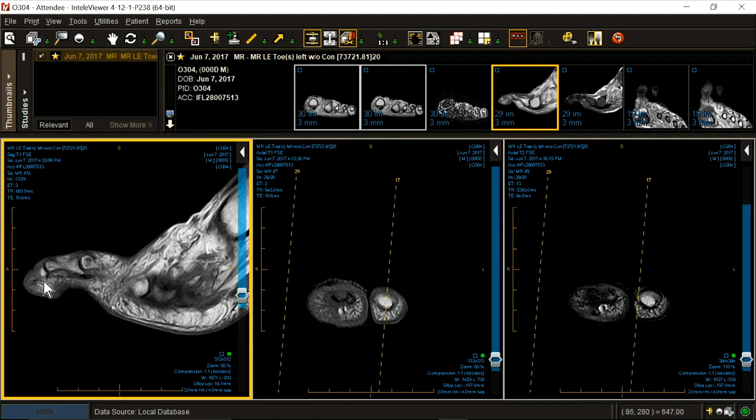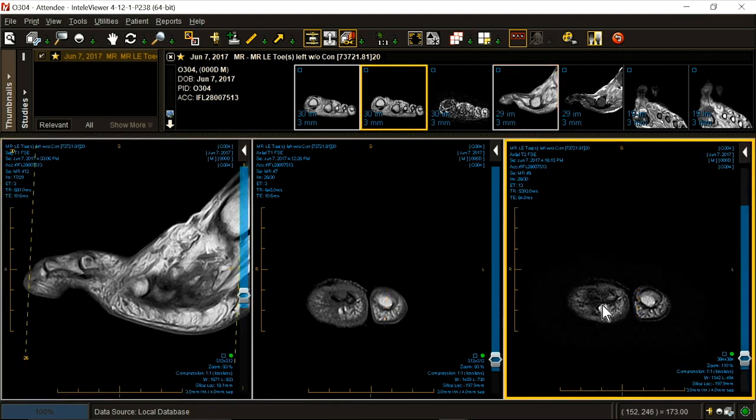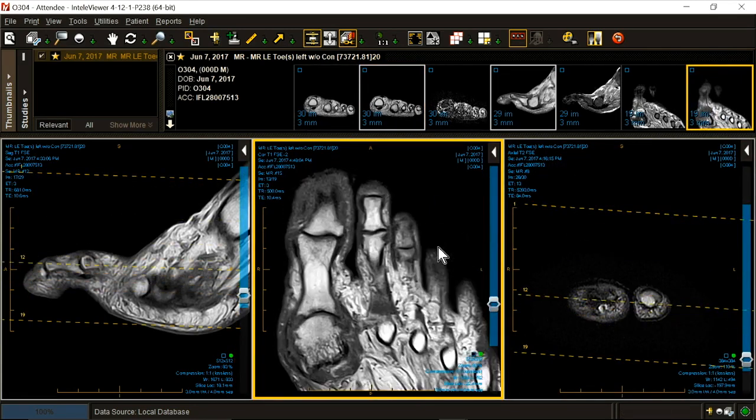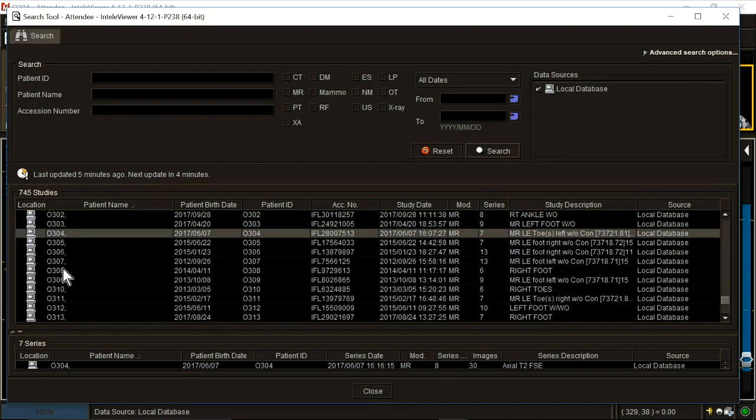Sagittal T1, ax T1. Ax T2, useless. Let's look at the coronal. There it is right there. Tip of the toe, eaten away. Next. You're 2 for 2. 315, 315. It's not hard at all.